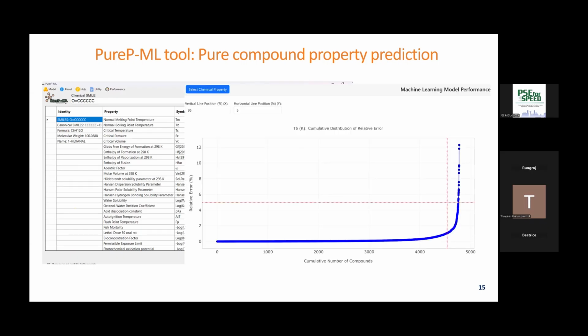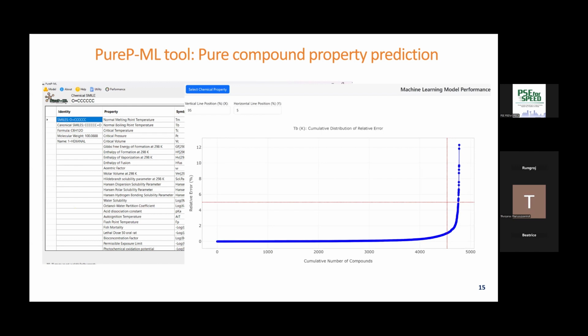And we can see also the performance of the model. On the y-axis is the error, relative error. On the x-axis is the individual data points. And we can see that in order to reach, for example, 1% error, nearly 90% or more of the data is predicted with accuracy of 99%. So that's a very accurate model.